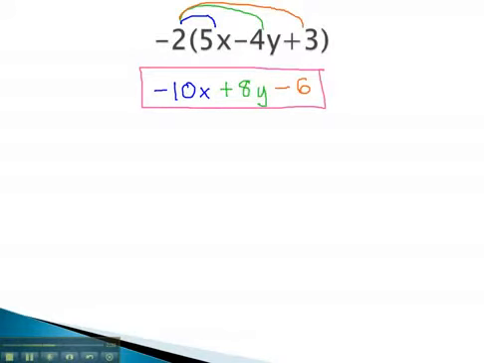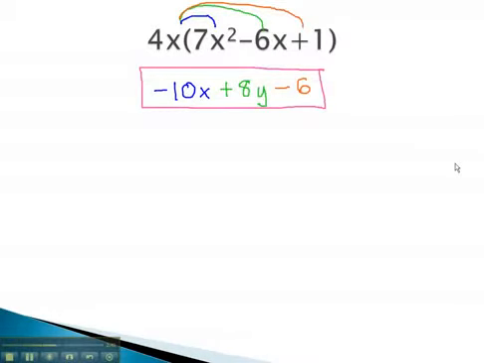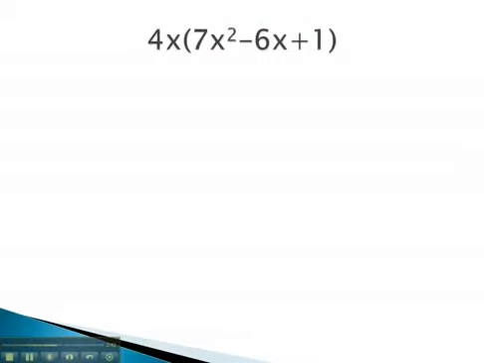Let's also do an example that's got more than just a number in front of the parentheses. Here, we have a 4x in front of the parentheses. Again, to multiply it through, we can multiply it by each term through the parentheses. Let's start by multiplying the 4x times the 7x squared. 4 times 7 is 28.